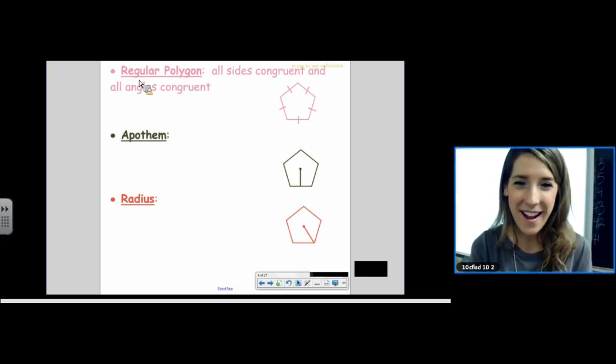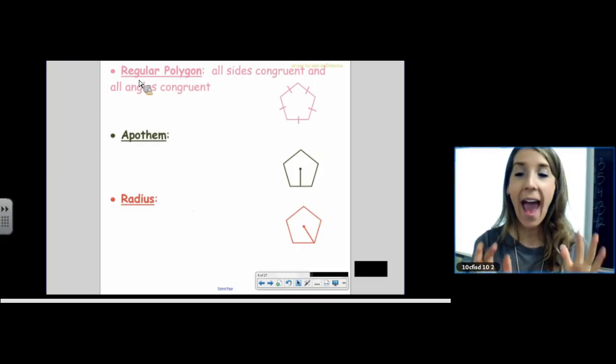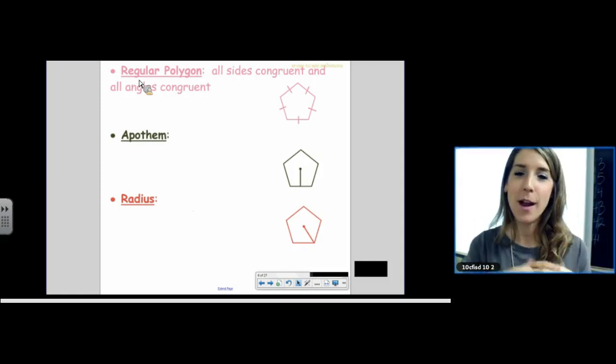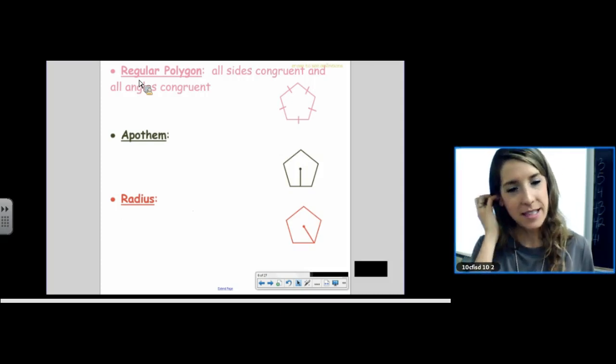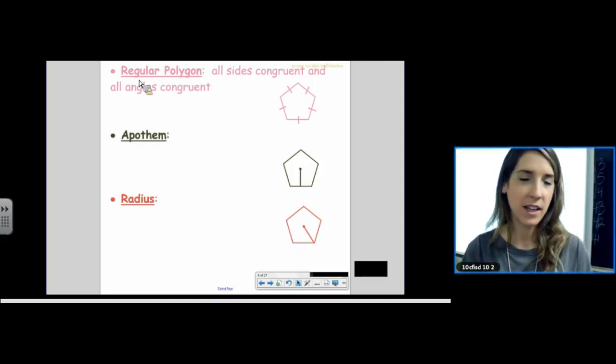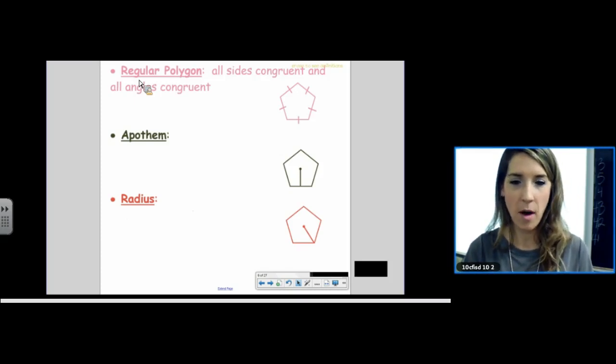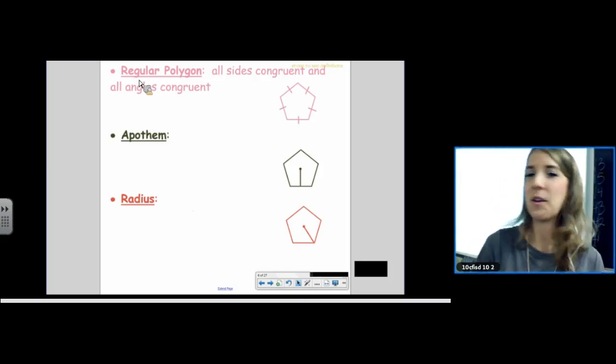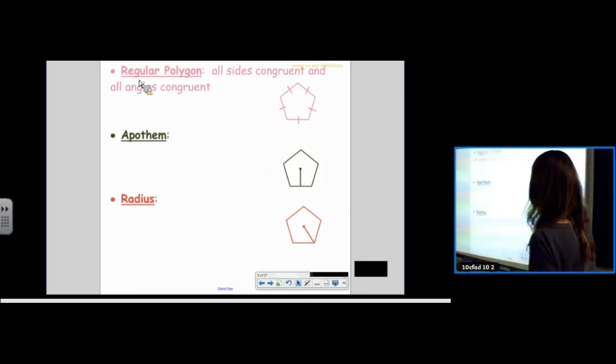Apothem. That's how you pronounce it. Apothem, like apple. So not apothem, but apothem is technically the correct way to pronounce it. I'm not going to lie, the first like 5 years of teaching I called it an apothem. So I won't get mad at you if you call it that. So, what in the world is an apothem?